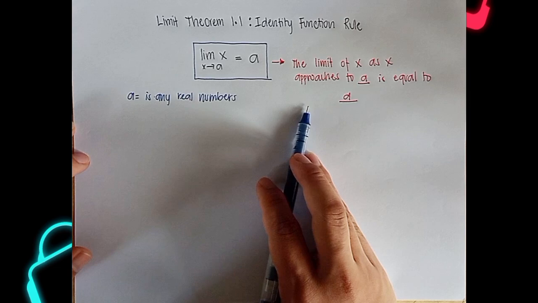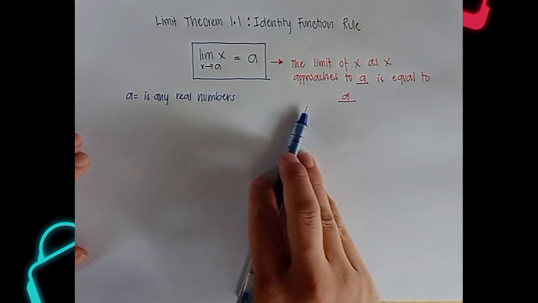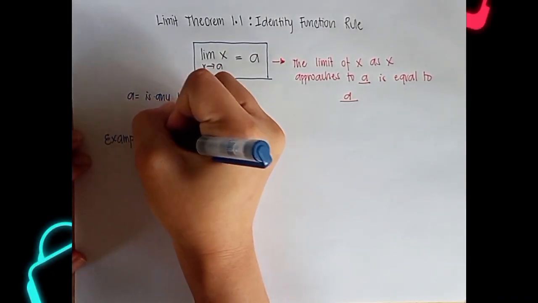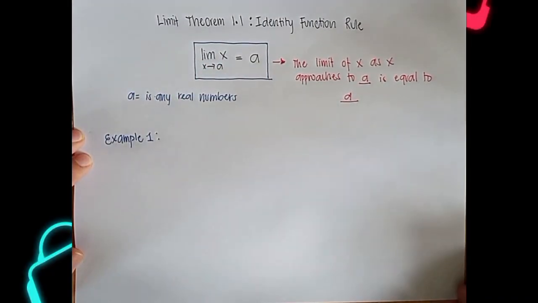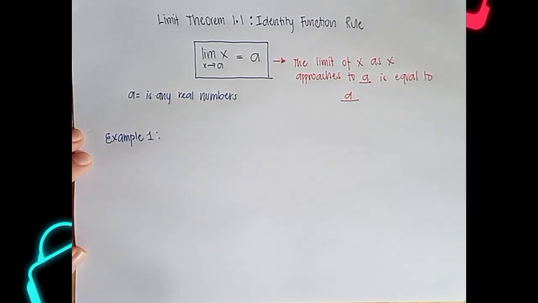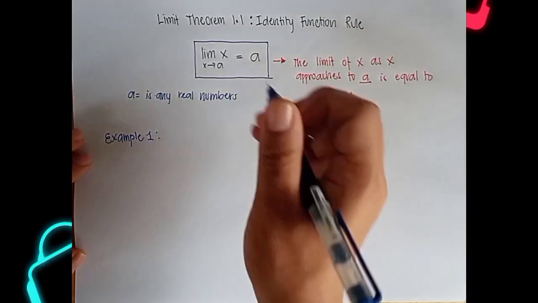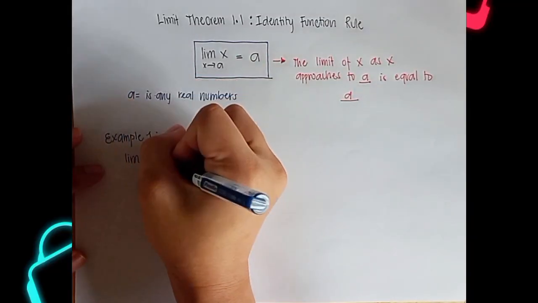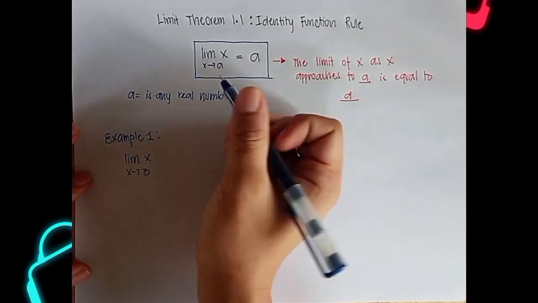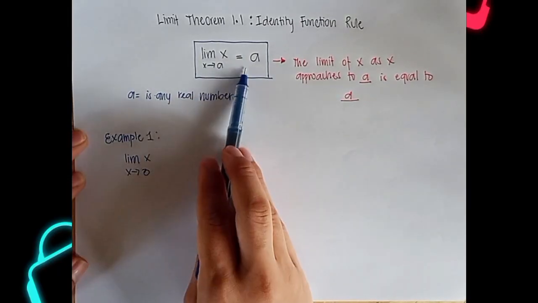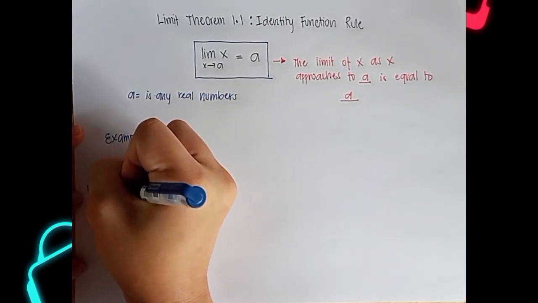So if you walk along the x-axis toward any value a, your output is also getting closer to a, since the input equals the output. So in this example number 1, which is theorem 1.1, the identity function rule, to understand a simple example, which is the limit of x as x approaches positive 3. So what does the identity function rule say to this?